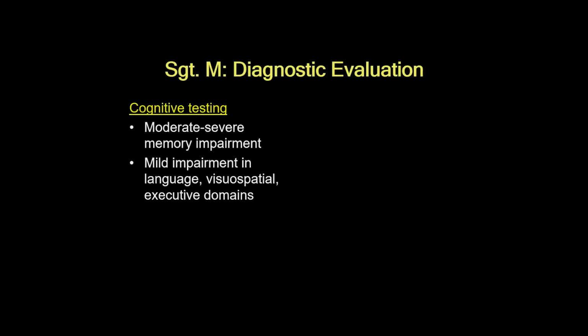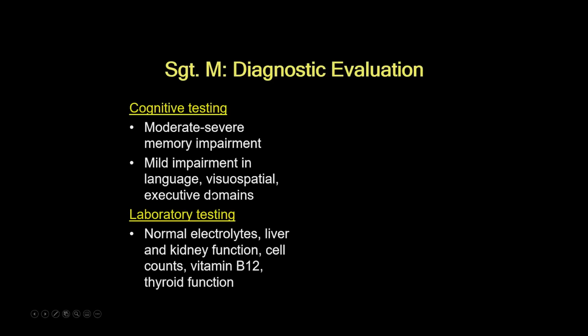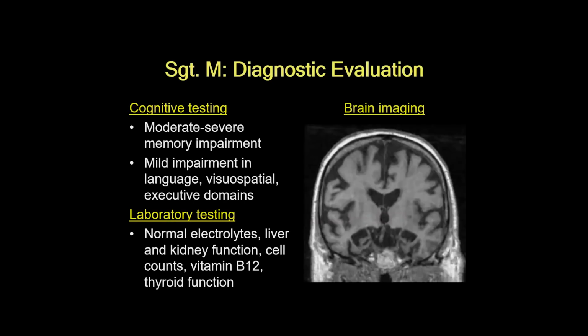And so we do a whole session of cognitive tests. We found that he had moderate to severe impairment in memory. He had mild impairment in other cognitive domains that Dr. Waung mentioned, like language, visuospatial function, and executive functioning. We do some basic labs just to make sure there are no other medical conditions that might be contributing. So we look at the electrolytes, liver and kidney function, cell counts, vitamin B12 level, thyroid function. All of those were normal. And then we perform a brain scan, usually a CT or an MRI scan.